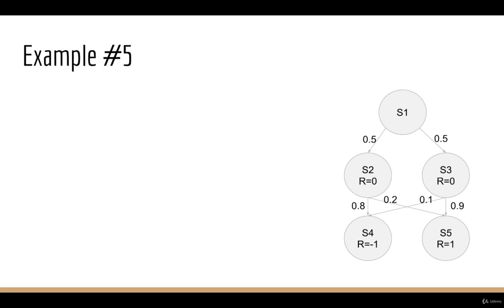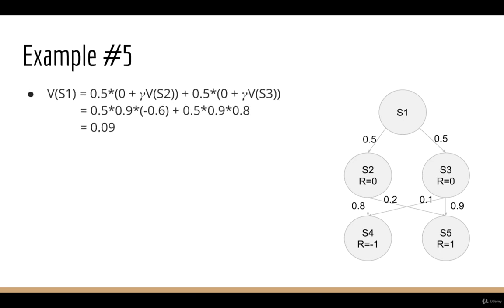To calculate V of S1, we need to take into account both V of S2 and V of S3, since they are both possible next states. But it's still simple since the rewards at S2 and S3 are both 0. So it's just the weighted average of V of S2 and V of S3, which gives us 0.09. It's slightly positive because we have an equal chance of landing in S2 or S3, but once we are in S3, we have a higher chance of going to S5 than we do the other path, going from S2 to S4.